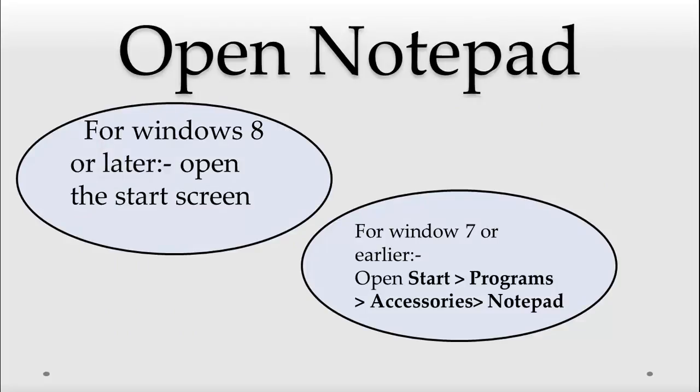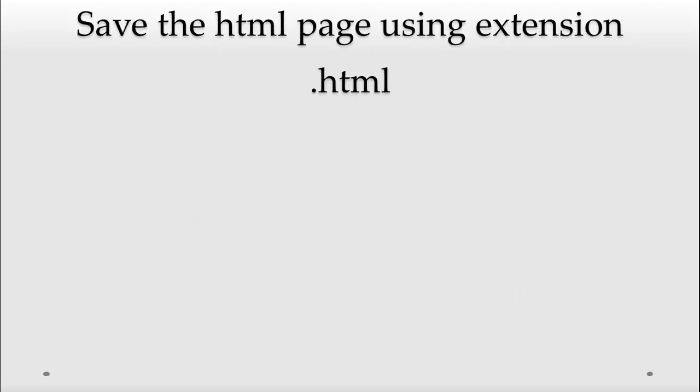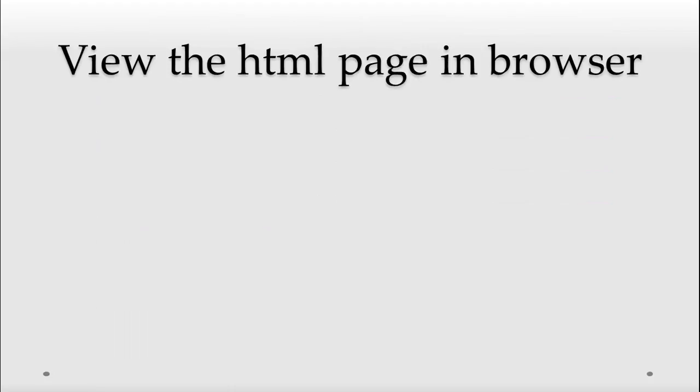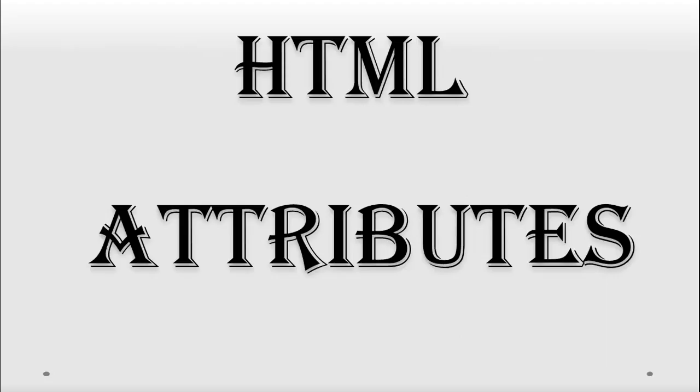Now, open Notepad. Open Notepad for Windows 7 or earlier: go to the Start menu, open Programs, open Accessories and open Notepad. For Windows 8 or later, open the Start screen and open Notepad directly. Now, write some HTML code. Save the HTML page using the extension .html. View the HTML page in a browser. Now, HTML attributes.